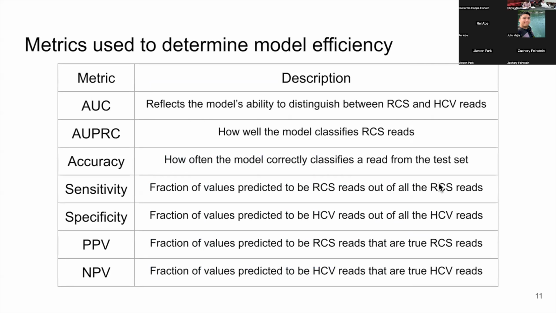So we calculated a lot of metrics to determine the efficiency. Due to time constraints, we're only going to talk about the AUC, which reflects the model's ability to discriminate between the RCS and the HCV reads.